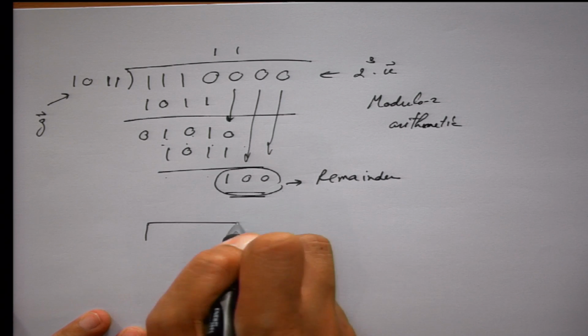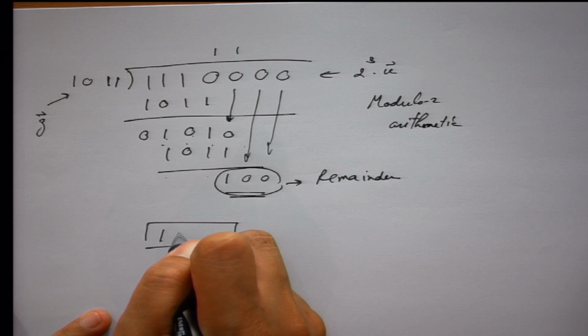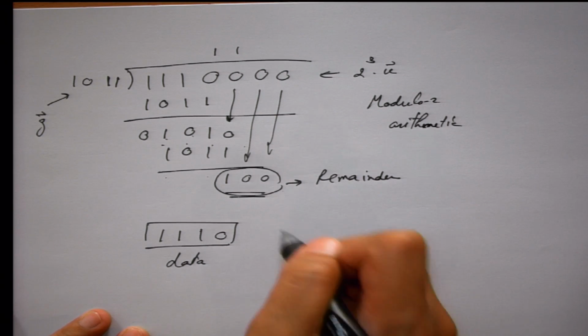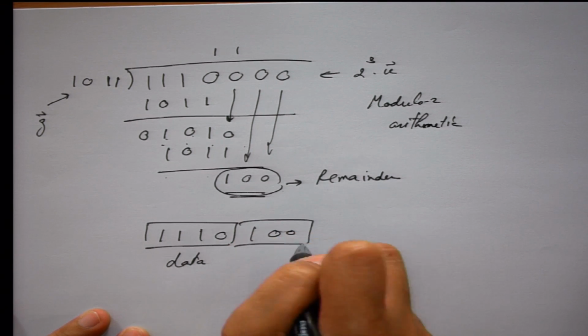So the data is 1110. This is data. And then you add 100. These are the check bits.